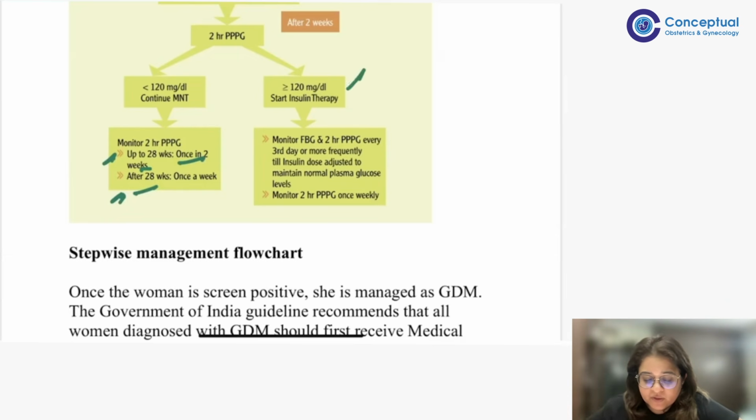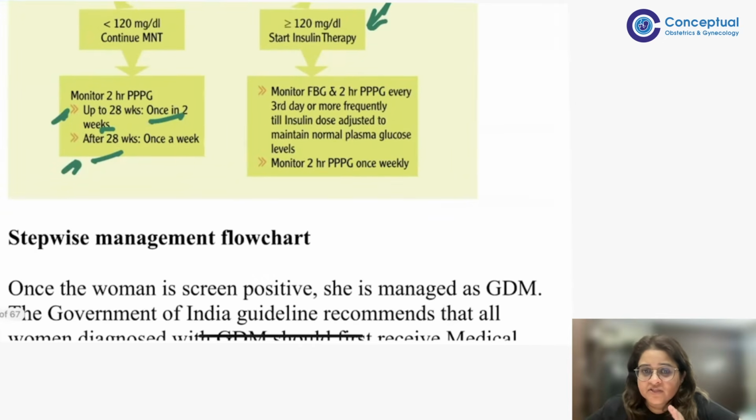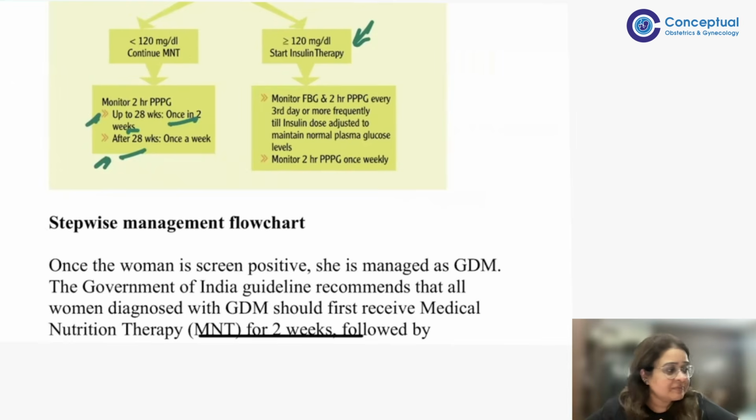But if it's more than 120, it is an indication to directly start insulin. And every third day, she has to check her fasting and 2-hour PP. Her fasting should be less than 95 and PP should be less than 120.